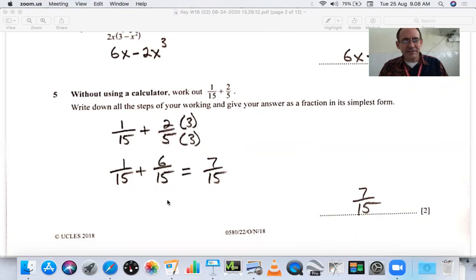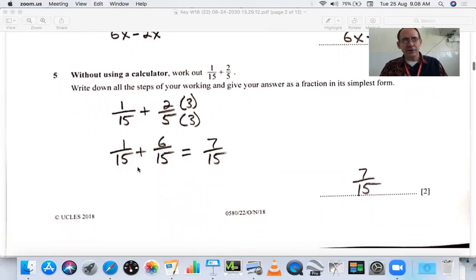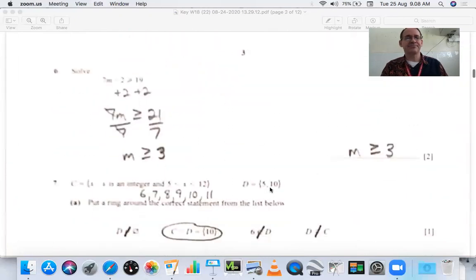Now that you have a common denominator, you can unify your denominator, but you still need to add the numerators. 1 plus 6 is 7. No, you do not add the denominators. It's already a common denominator, and that just stays the same, so you get 7/15.